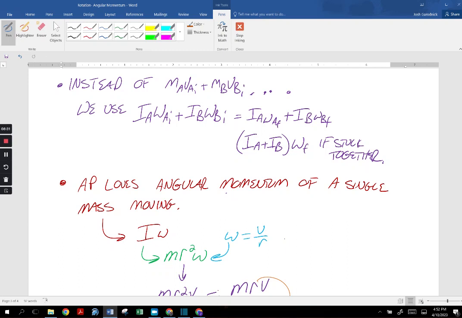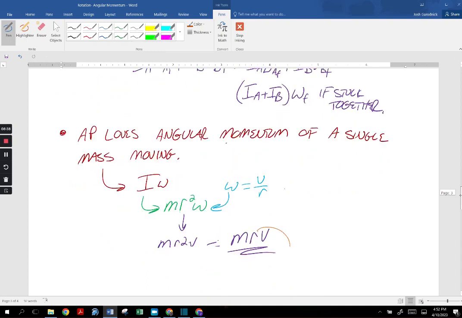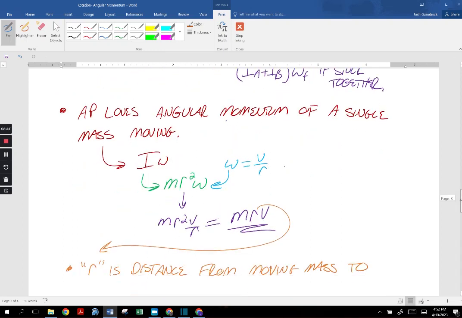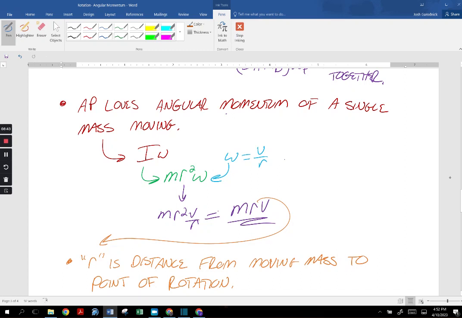Simple as that. And for whatever reason, AP seems to love a single mass moving. I don't know why, but it comes up in a lot of multiple choice. It has been on an FRQ in the past, so I don't know if they would do it again. But the angular momentum is just I omega. I for a single mass moving is mr squared, and omega is omega, but we replace omega with v over r, and one of the r's divides out, and you're left with mrv or mvr.